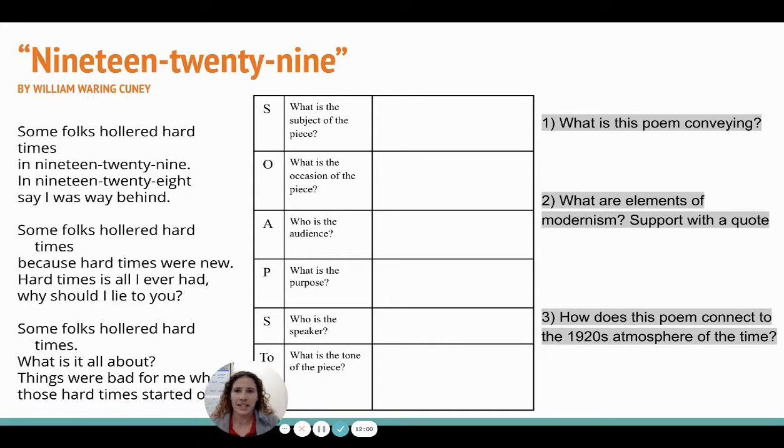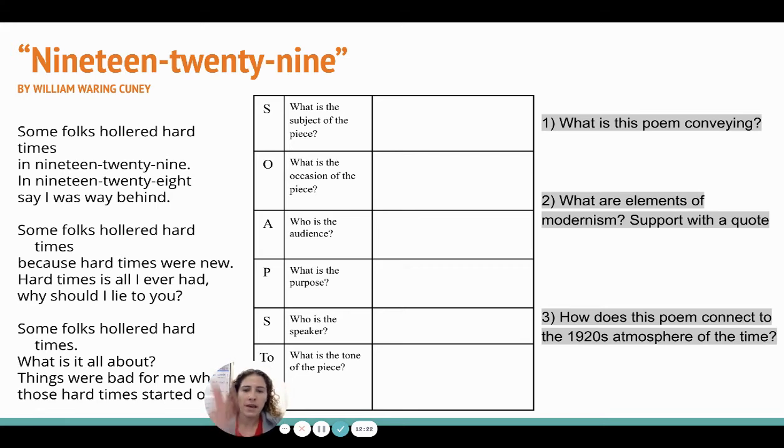It's called 1929, and he says, "Some folks hollered hard times in 1929. In 1928, say I was way behind. Some folks hollered hard times because hard times were new. Hard times is all I ever had. Why should I lie to you? Some folks hollered hard times. What is it all about? Things were bad for me when those hard times started out."